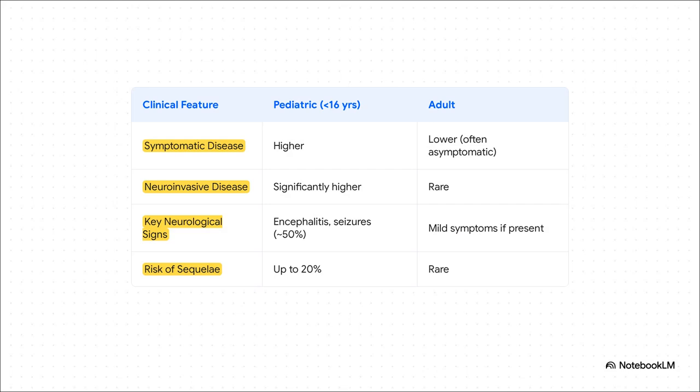In adults, an infection is usually no big deal, maybe even asymptomatic. But in kids, it's a completely different story. It can be a devastating neuroinvasive disease, causing encephalitis, seizures in about half of the cases, and for up to 20% of those kids who survive, there's a real risk of long-term neurological problems.